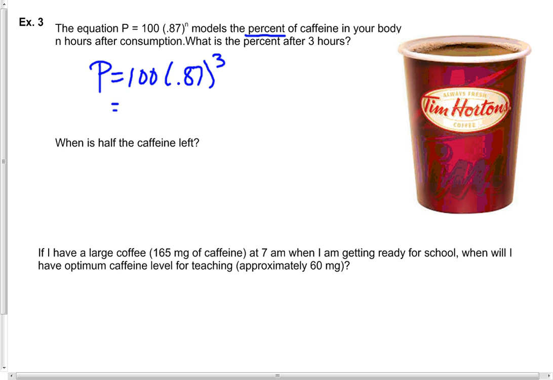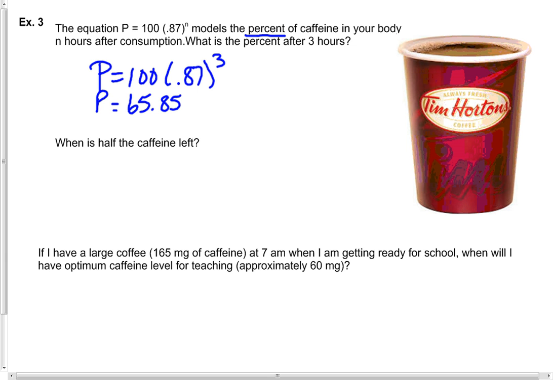We started with 100%, multiplying by 87% every hour, to the power of 3. Here we go: 65.8685. So in 3 hours, you are left with about 66% of what you started with.